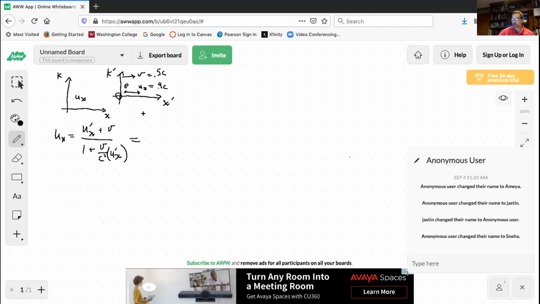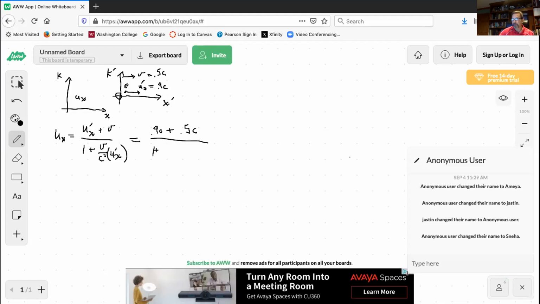So let's see. That's u sub x prime. That's the 0.9c plus, let's see, the 0.5c. And you can see right there, that would be 1.5c. That would violate the speed of light.